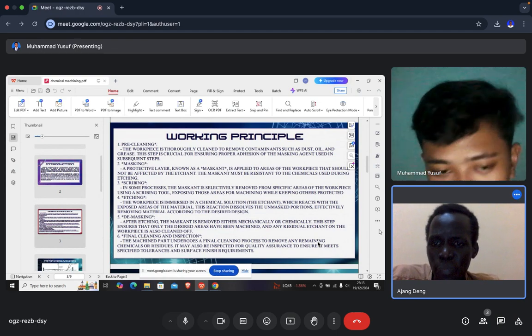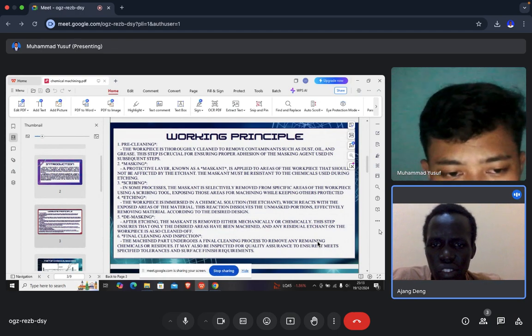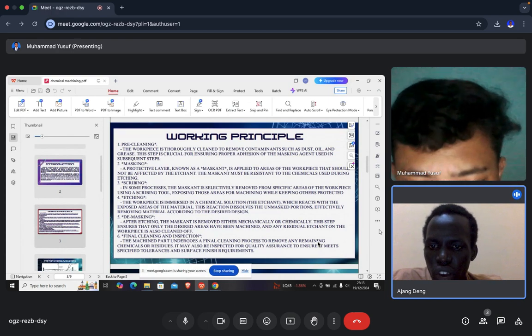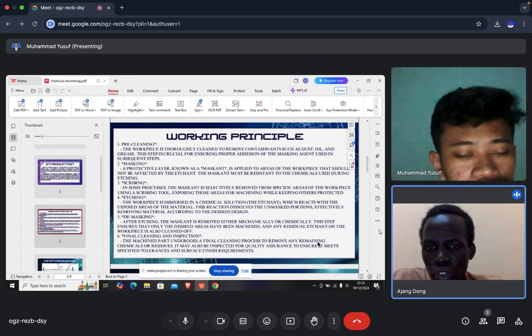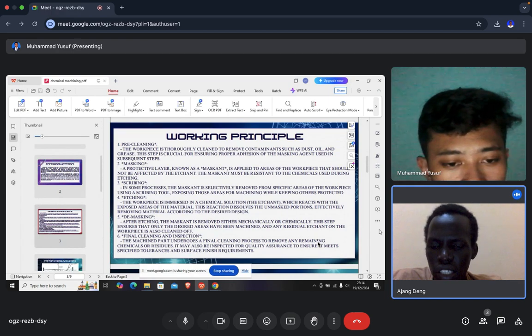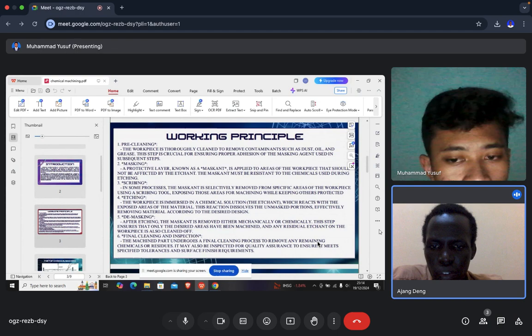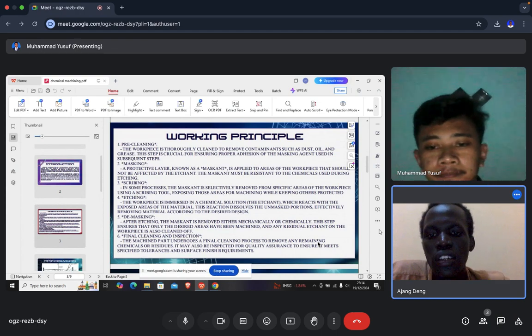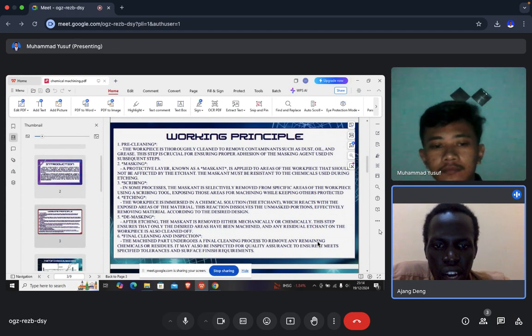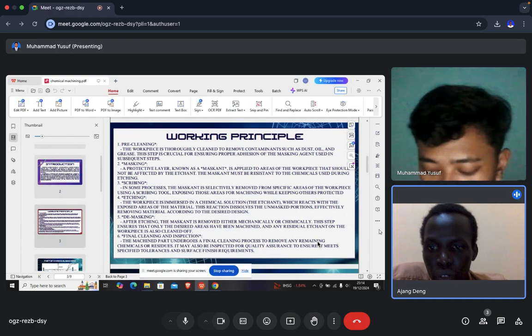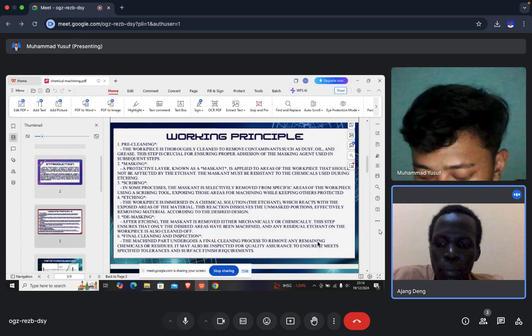Now we have scribing. In some processes, the masking is selectively removed from specific areas of the workpiece using a scribing tool, exposing those areas for machining while keeping others protected. Now etching. The workpiece is immersed in a chemical solution, the etchant, which reacts with the exposed areas of the material, the areas that we want to machine. This reaction dissolves the unmasked portions, effectively removing material according to the desired shape.